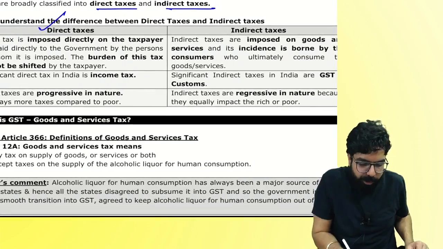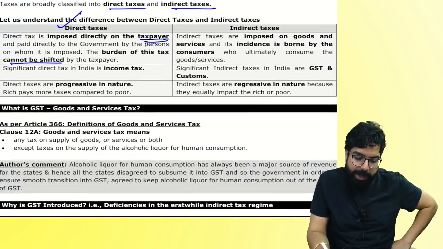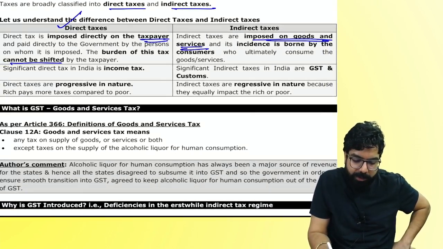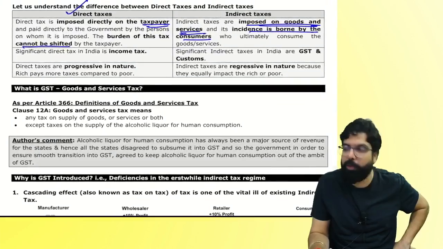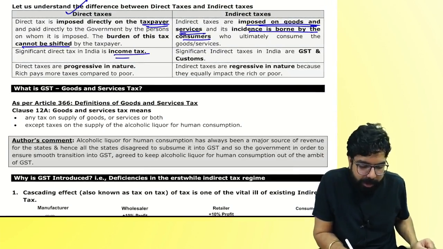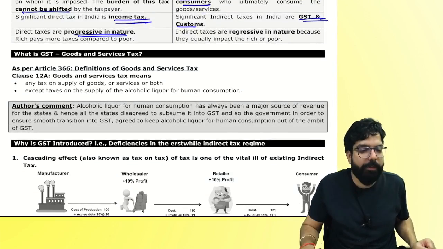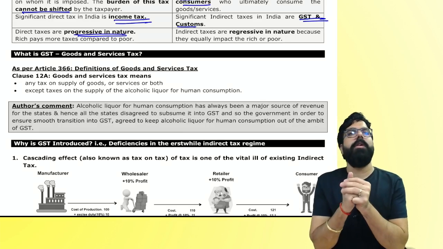Direct tax is imposed on the taxpayer and the burden cannot be shifted. Indirect tax is imposed on goods and service and the incidence can be shifted to the ultimate consumer who ultimately consumes. Direct tax: income tax. Indirect tax: GST. And direct tax is progressive in nature. What do you mean by progressive in nature, everyone?